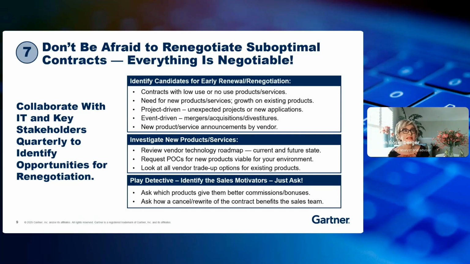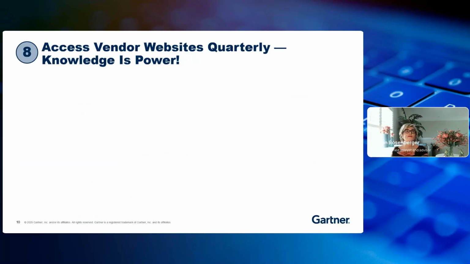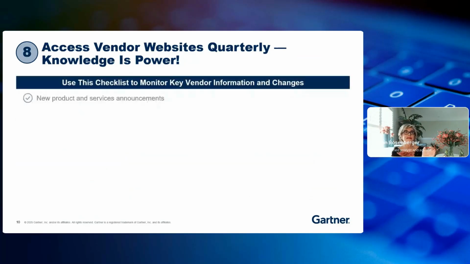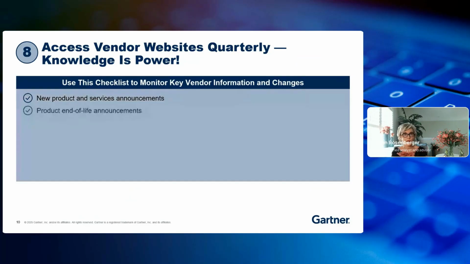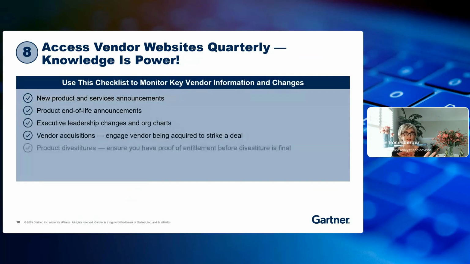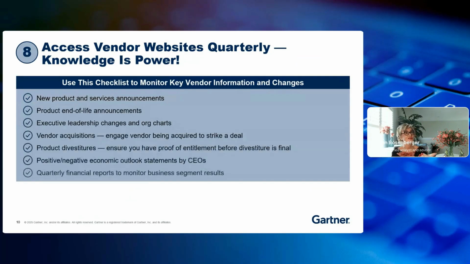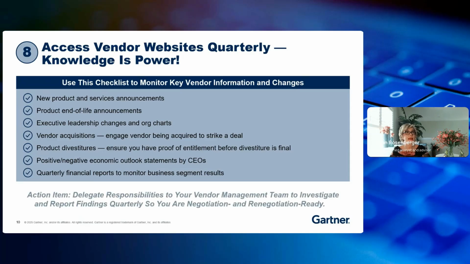Okay, let's move to TNT number 8. Now, if you recall, back in TNT number 4, where I was showing you the Oracle example of looking at the quarterly financial results in the investor relations website, I mentioned that that's only one website page within a vendor's website. You can find out so much great information. It's unbelievable what you can find in there. Now, it takes time. You've got to do some digging.